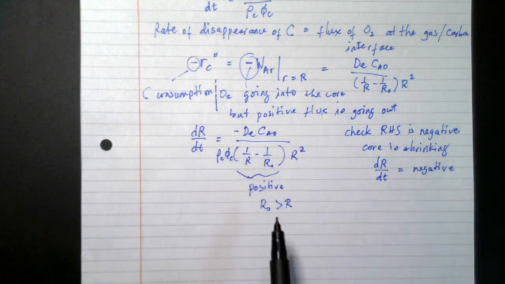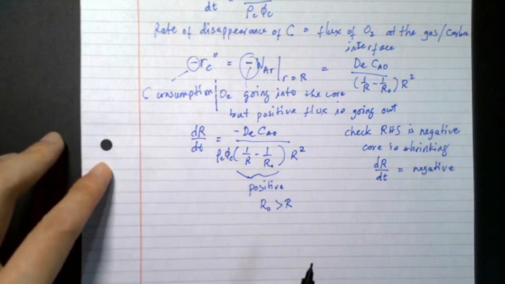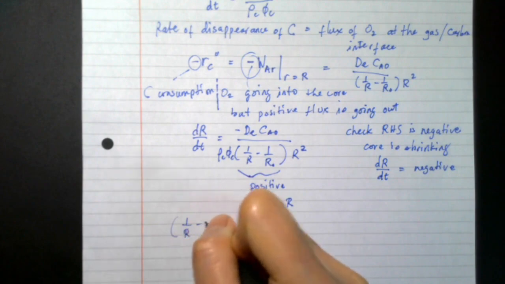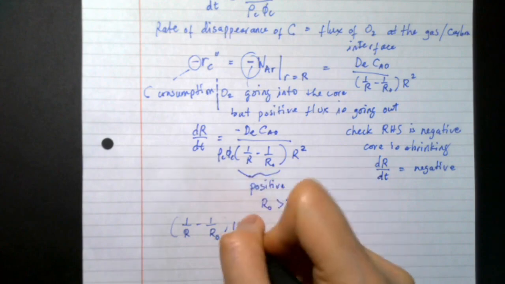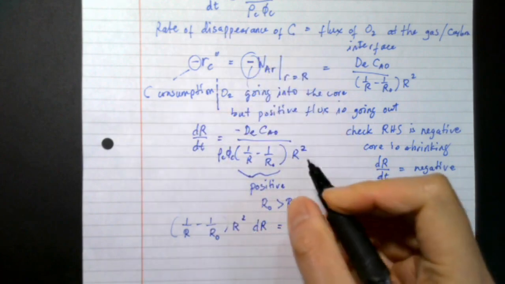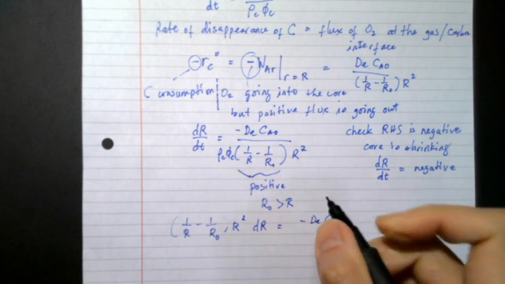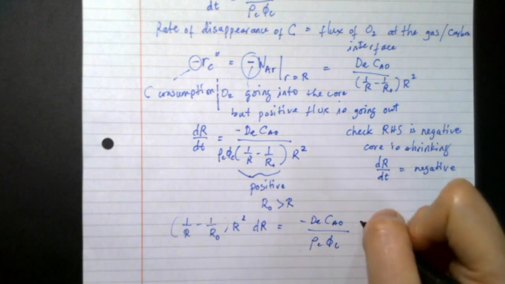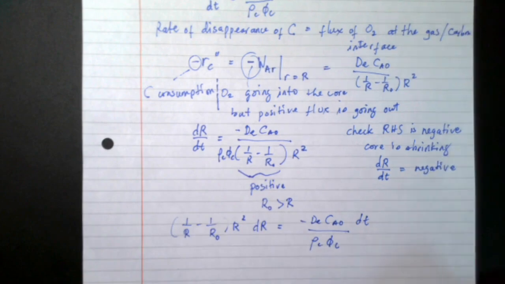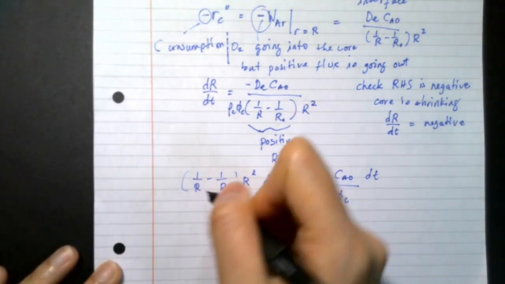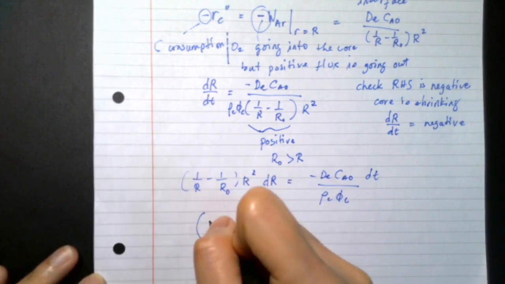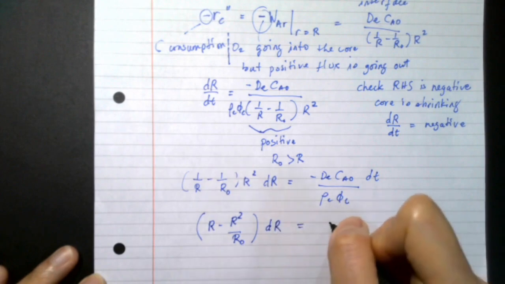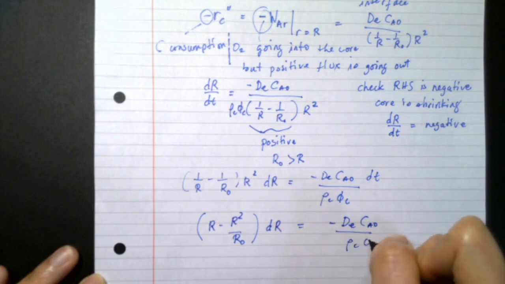So we can rearrange this. I will put all of the terms with R on the left-hand side and the constants and the term with the time on the right-hand side. We'll have 1 over R minus 1 over R naught times R squared, and then we have a dr there. This is equal to negative D_e Ca0, and then we have the rho c phi c in the denominator, and then we have dt from this side. I'm going to multiply each term inside the bracket with R squared. So we'll have R minus R squared over R naught, dr, equal to negative D_e Ca0 over rho c phi c, dt.